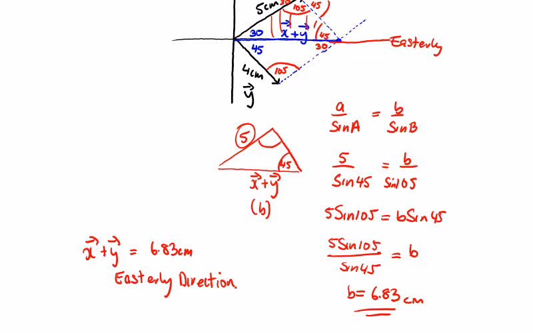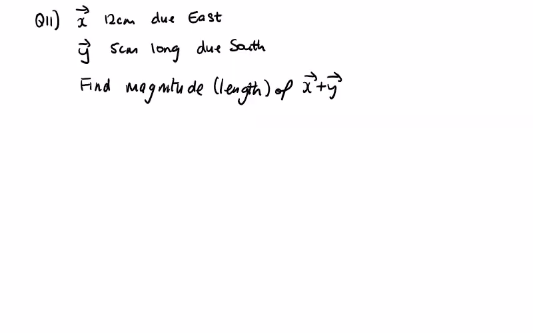Now, try question 11, and then you're finished with this lesson. Okay, so question 11 is really straightforward. X, 12 centimeters due east. Here we have x, 12 centimeters. Y, 5 centimeters due south. You may recognize, I'm not drawing this to scale. We want big diagrams in applied maths so we can see. So it doesn't really matter if the 5 is nearly the same length as the 12. And we want the magnitude, or the length of x plus y.